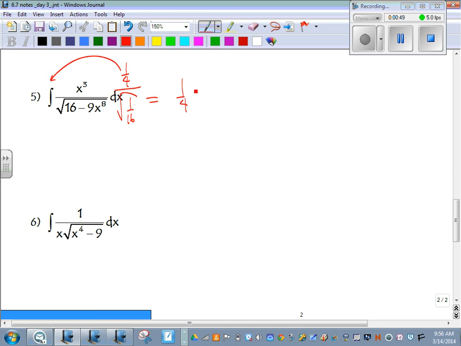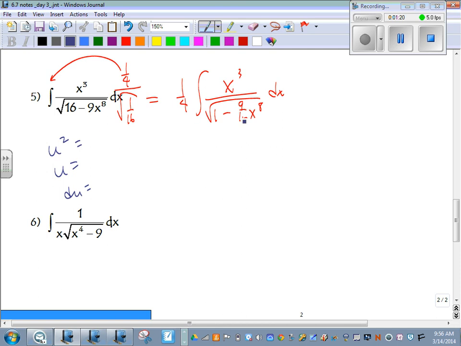So we have 1/4 times the antiderivative of x cubed over square root of 1 minus 9/16 x to the 8th. Now that we have that 1 there, we can set up our u squared, u, and du.